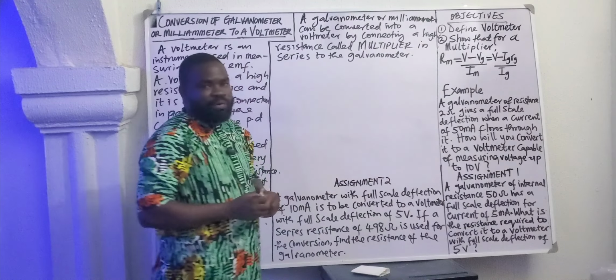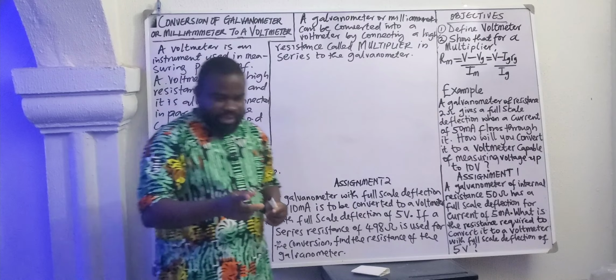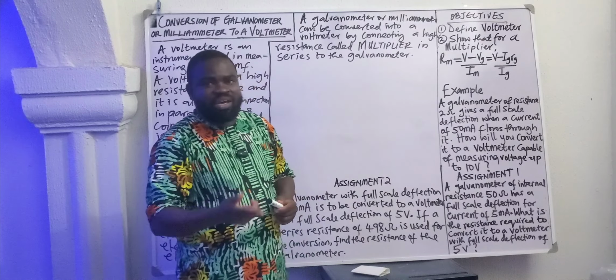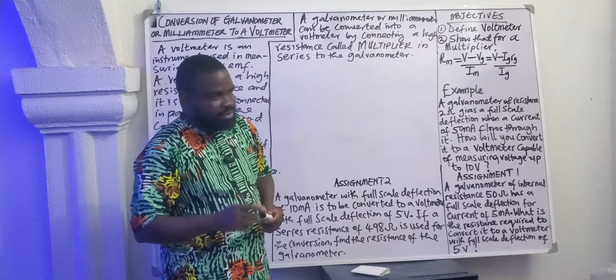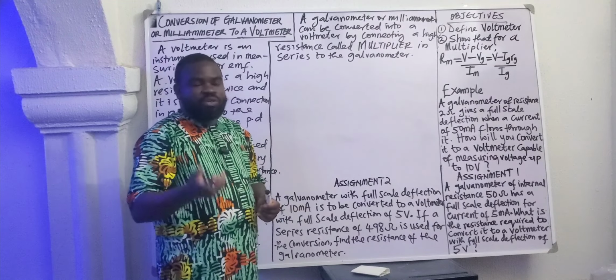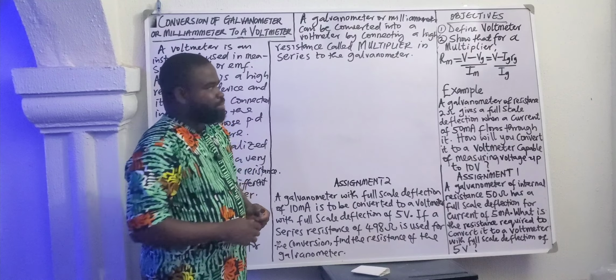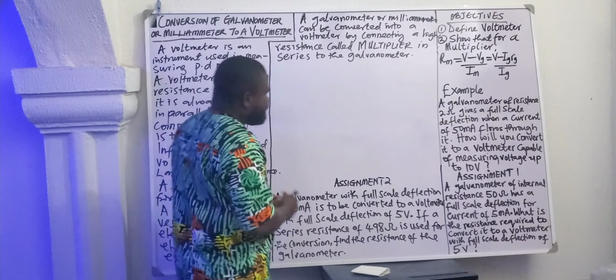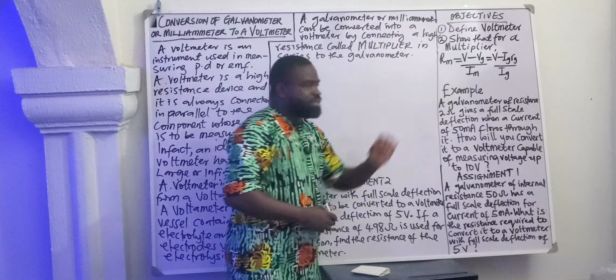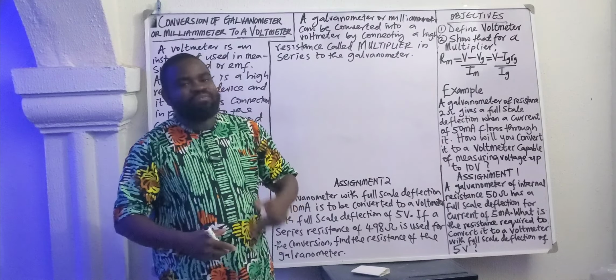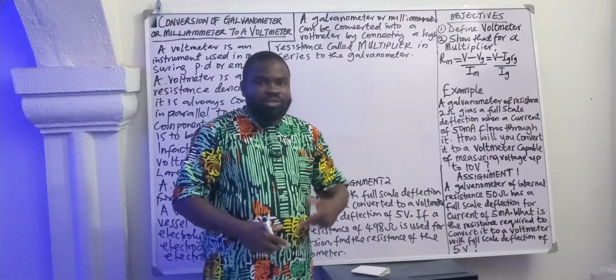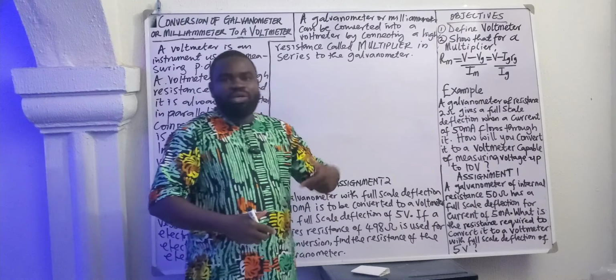Take note of how it is connected. The multiplier is a high resistance connected in series, not in parallel. Very important. How that connection is done is always asked in the exams, so you should take note of it. Now, let's try and obtain the formula. How do we determine the value of that multiplier that we have to connect to the galvanometer so that it can become a voltmeter?